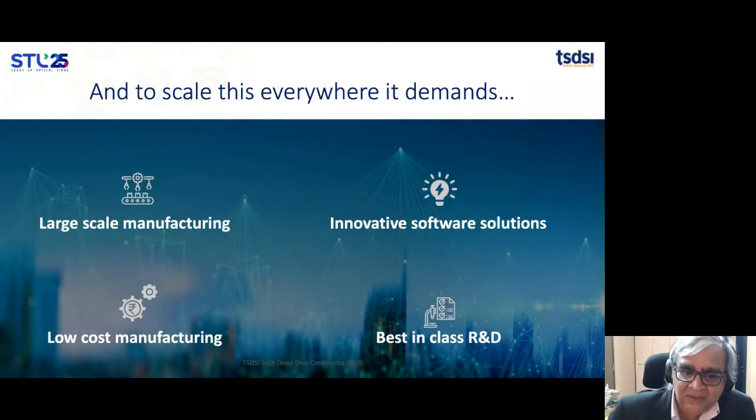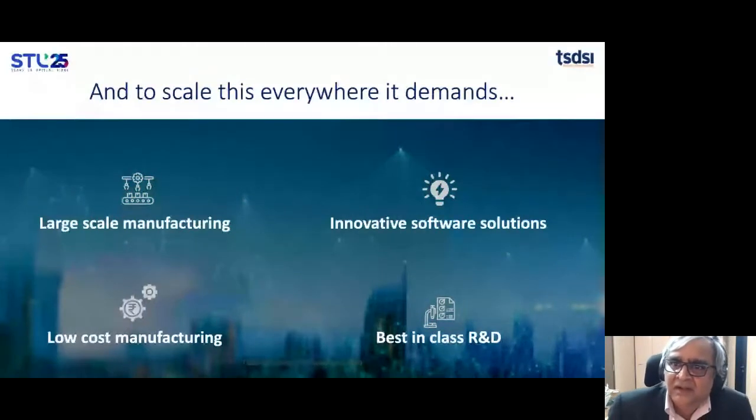What the world requires today, I'll start with the bottom right: best-in-class R&D, best-in-class research and development. Low-cost manufacturing, well, that's a relative term, but cost-effective manufacturing is a better way to put it. But more importantly, it's large-scale manufacturing, coupled very tightly to innovation in software, where I think India has found a unique position over the last 15 to 30 years.